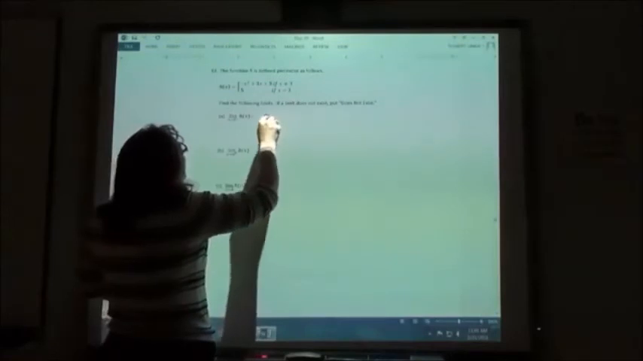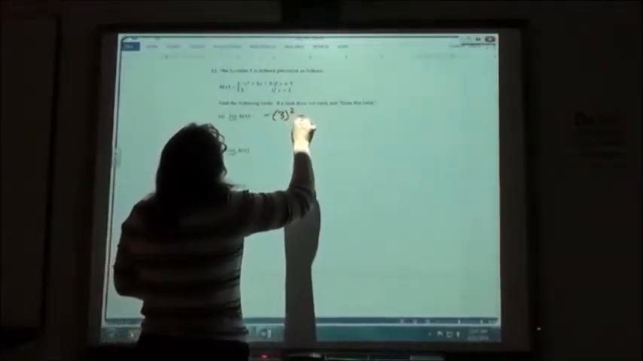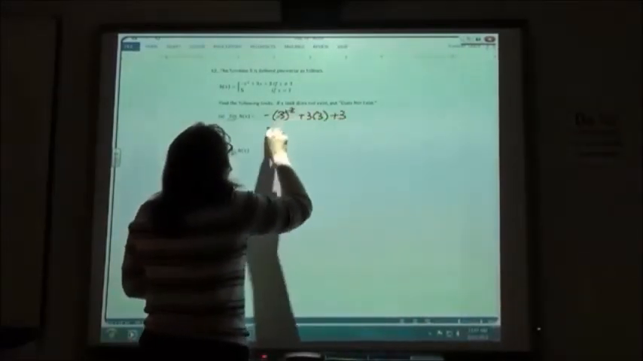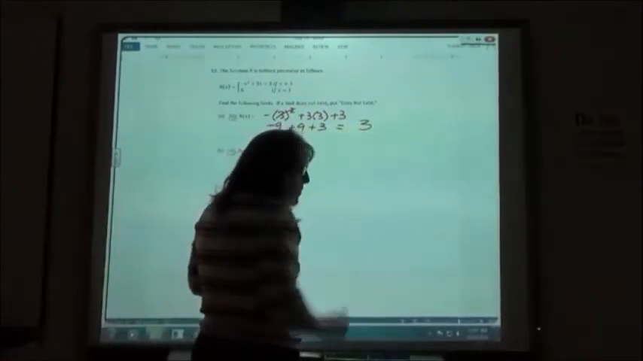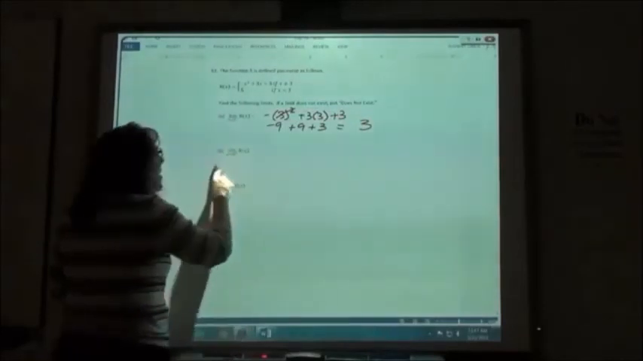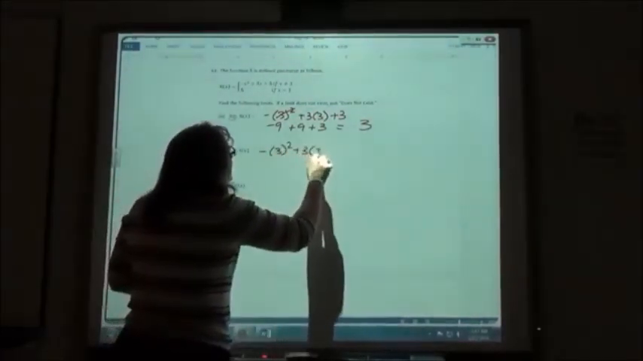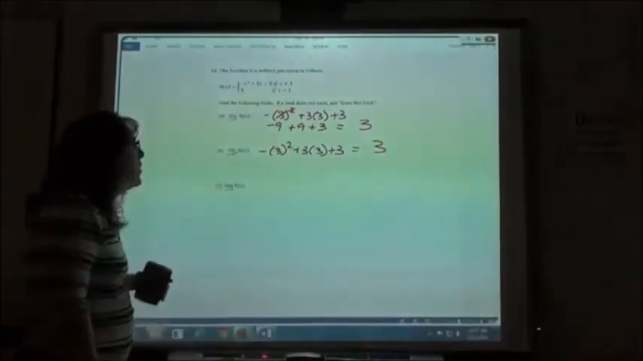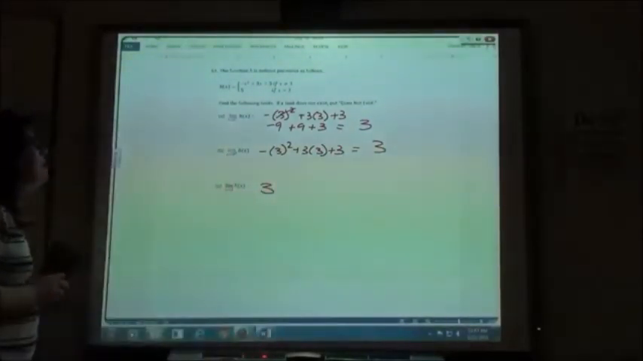So I'm going to have negative 3 squared plus 3 times 3 plus 3, which gives me negative 9 plus 9 plus 3, which happens to be 3. I'm using the exact same equation for this one, so I'm going to get the exact same answer. So the limit as x approaches 3 is going to be 3 because I get the same answer for both of them.